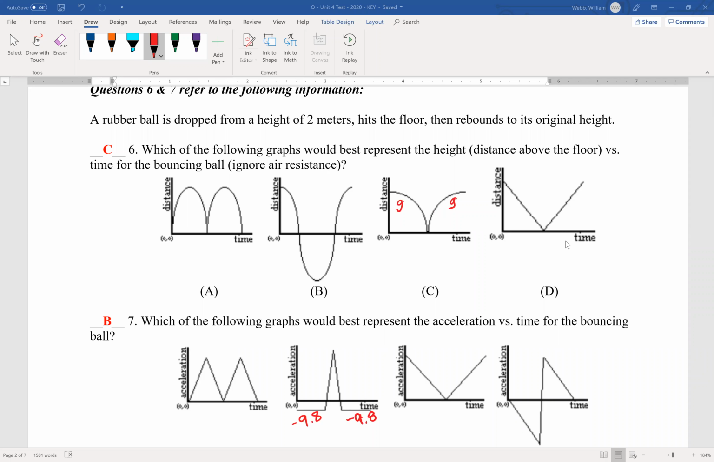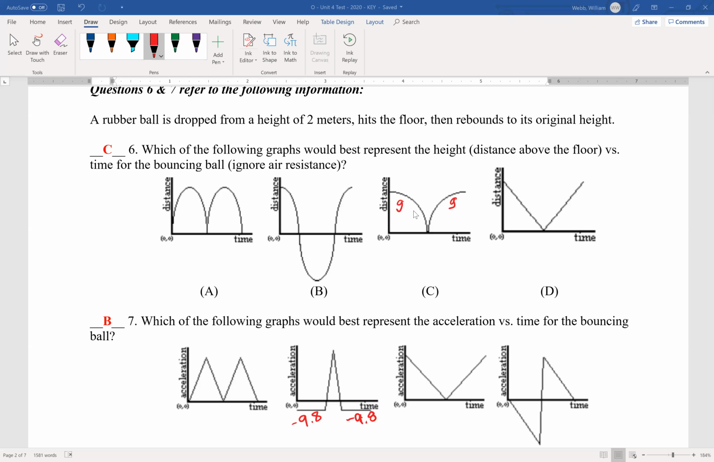And we know there is an acceleration due to gravity. So the slope does not remain constant; it's speeding up on the way down and slowing down on the way up. So D can't be right either way you look at it, whether you're focused on slope or just on the shape. If we think about B, it shows the distance going below the ground. That doesn't make sense. We can pretty quickly eliminate that one.